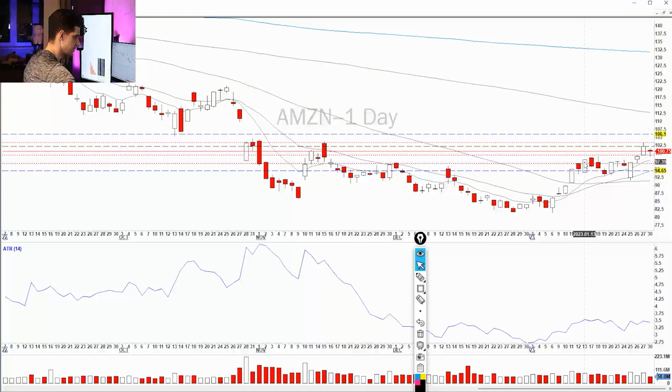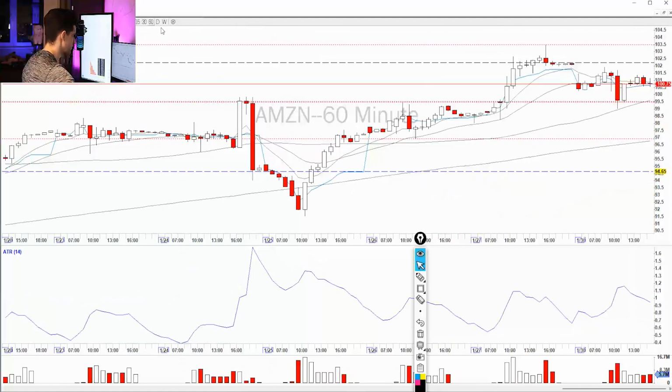This is basically it. I don't want any levels above it and I don't want any levels below it. You obviously do not even need to draw these. You could just simply have it as simple math. $6 above 106, $6 below 94. That's the area that I am interested in. Then I switch on to the 60-minute chart.